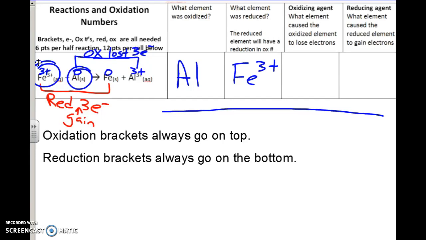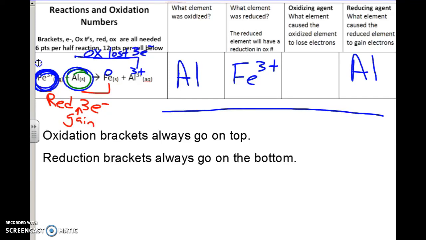Okay. Now it gets a bit more confusing. So this is being reduced. This caused it. So aluminum losing electrons caused the iron to gain electrons. So, right again, this is being reduced. This caused it. So the aluminum is the reducing agent.